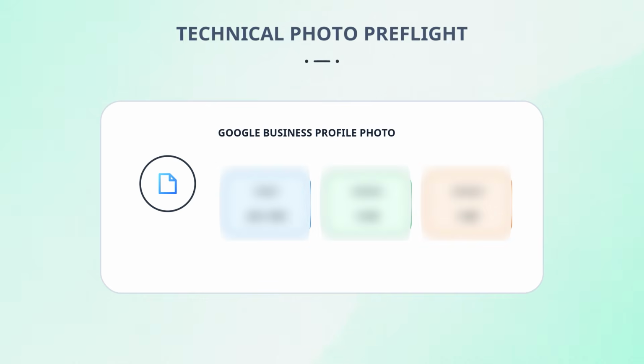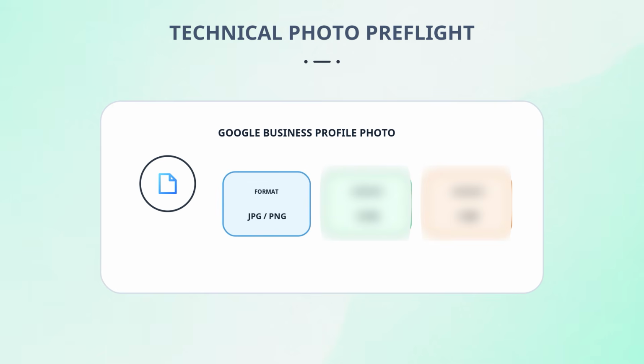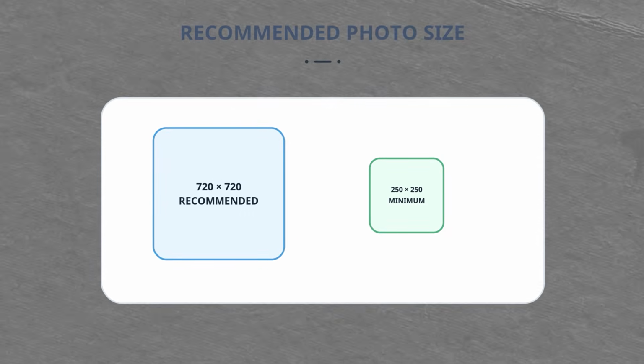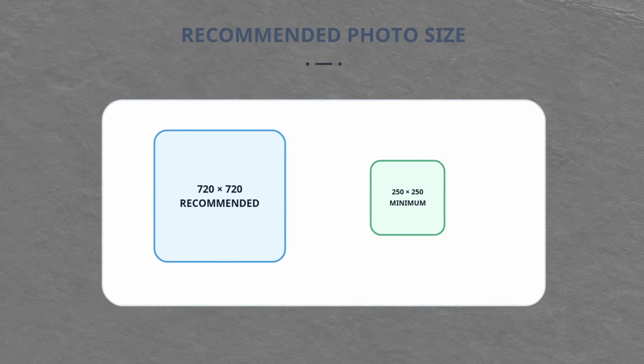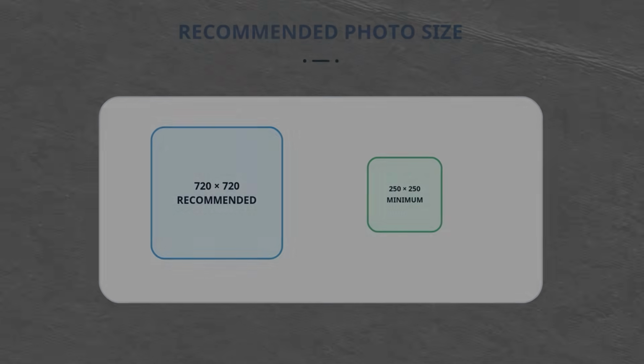After classification, run a technical pre-flight. Google currently accepts JPG or PNG photos between 10 kilobytes and 5 megabytes. It recommends 720 pixels square with 250 pixels square as the minimum. Files should be focused, well lit, and not significantly altered. Confirm these limits before delivery because platform specifications can change.